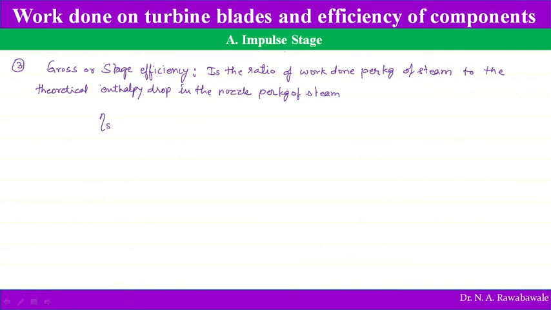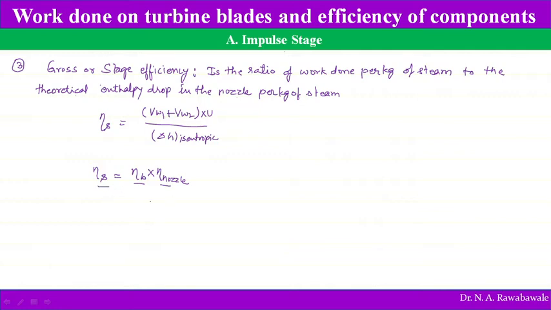So stage efficiency is given by work done, (Vw1 plus Vw2) into U, divided by the isentropic enthalpy drop, delta H isentropic. How to find the isentropic enthalpy drop, we have studied in the topic of nozzle. This efficiency takes into account the losses in the nozzle also. So stage efficiency is again the product of blade efficiency into nozzle efficiency.